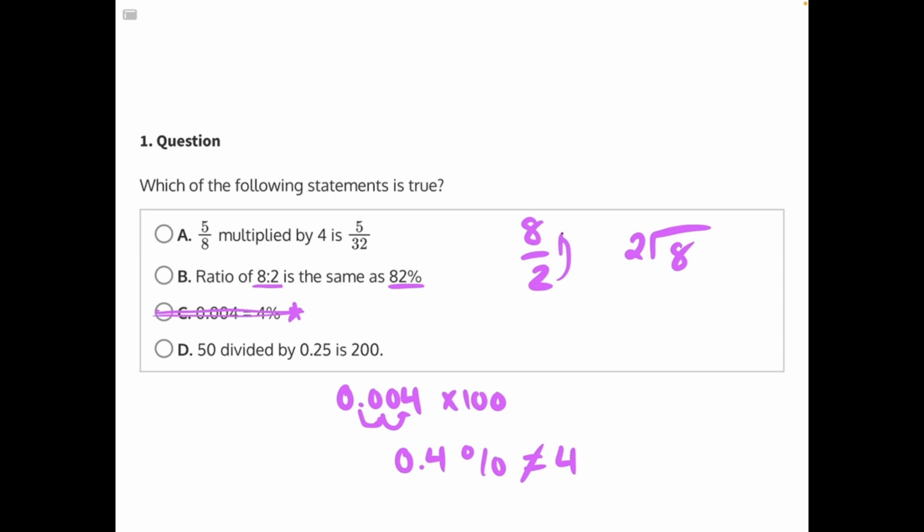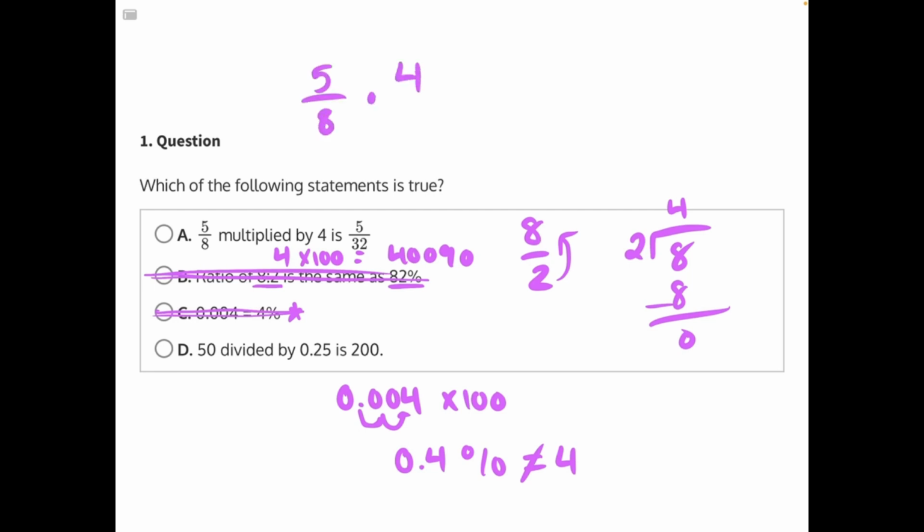Right, 2 can go into 8 how many times? 2 can go into 8 4 times with no remainder, meaning that the ratio of 8 to 2 is the same as 4. If we wanted to change that to a percent, we would have to multiply it by 100, which would give us 400%, not equal to 82%. B is incorrect. For answer choice A, we would need to multiply 5/8 times 4 and see if that equals 5/32.